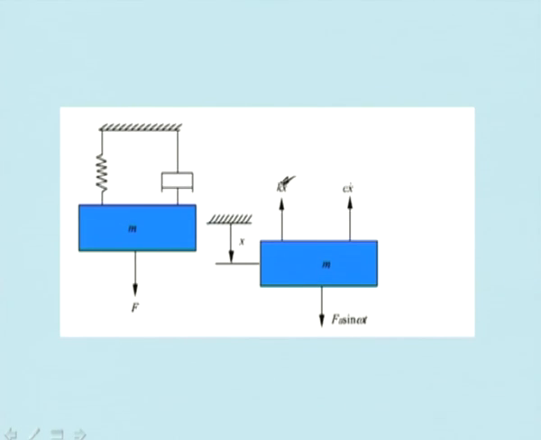Kx is the restoring force, and this one is kx. So therefore, this is the free body diagram of mass m. There is a force F0 sin omega t, this is kx, and this is c x dot.